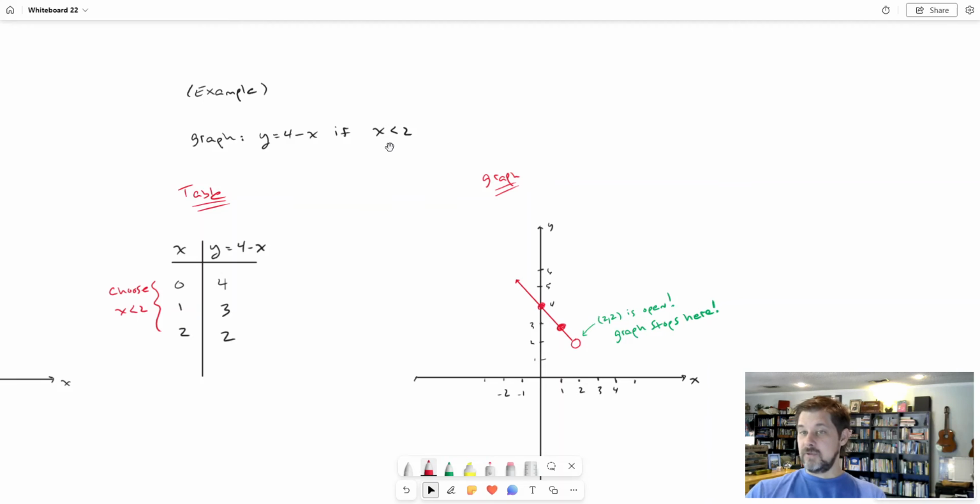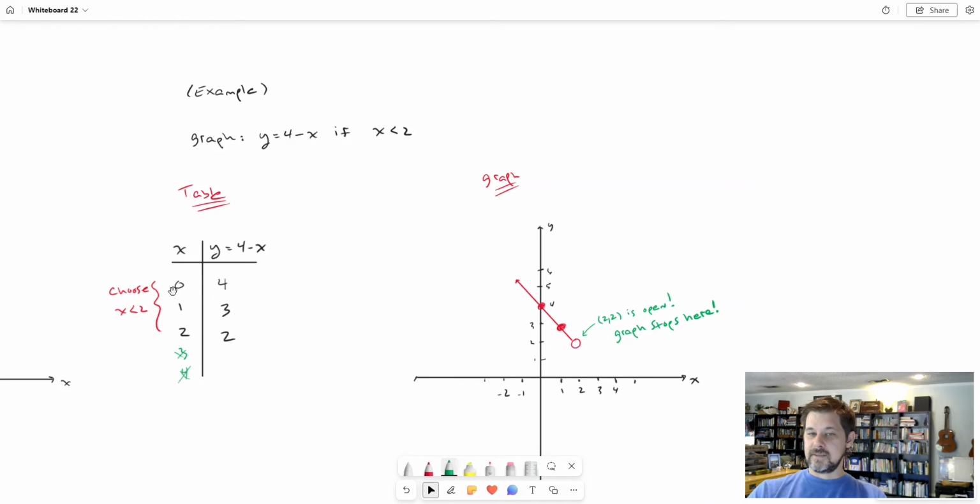X less than 2. Numbers smaller than 2: 2, 1, 0. So why not 3? Why not 4? Nope, those are no good. X is less than 2. We're going to stick to that. So I choose 0, 1, 2 to abide by that. And I put those x's in here.